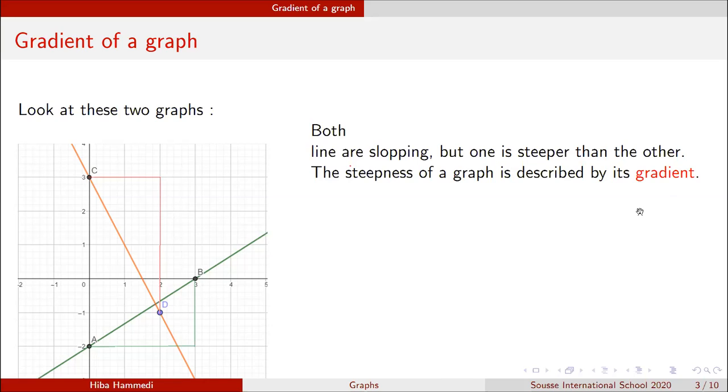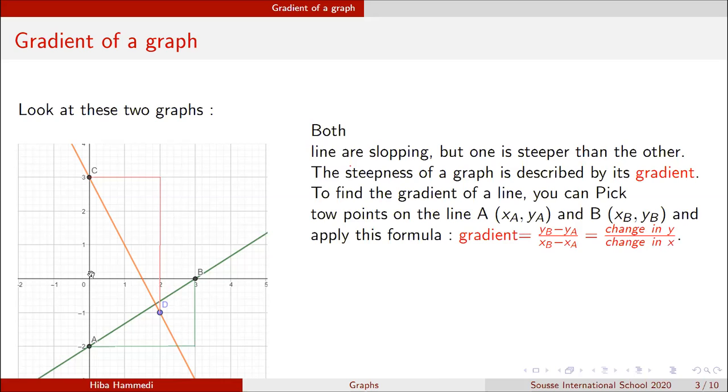All right, so what is a gradient? The gradient is the link between what is happening to the y coordinates in link with the x coordinate. Okay, it's the ratio of the change in the y coordinate and x coordinate. Right, so to find the gradient, you just need to pick 2 points on that line and apply the formula here. So imagine I have the 2 points A and B. I need to read the coordinates of these points and then apply the formula here.